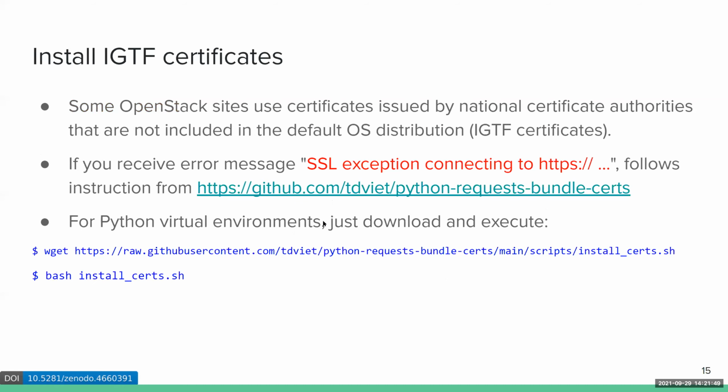So I have shown a live demonstration before. It means that if you receive a message like an exception from some site, it means that the site is using a certificate that is not supported by default on your operating system. You need to install the additional certificates from IGTF. Yes, with two simple commands: download the script from GitHub and execute the script.